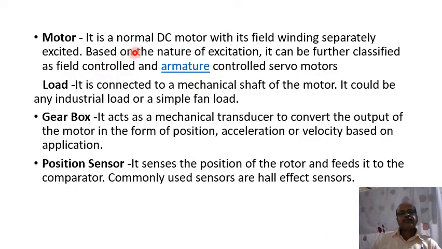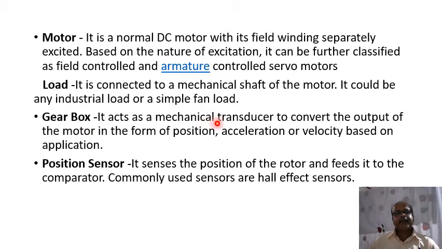So motor, it is a normal DC motor. It is a field with its field winding separately excited. Based on the nature of excitation, it can be further classified as field control and armature control servo motors. Load is connected to the mechanical shaft of the motor. It could be any industrial load or simple fan load. Gearbox, as we have taken in the previous lecture, different types of gears.